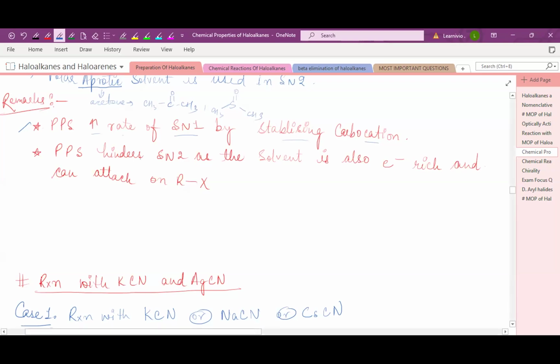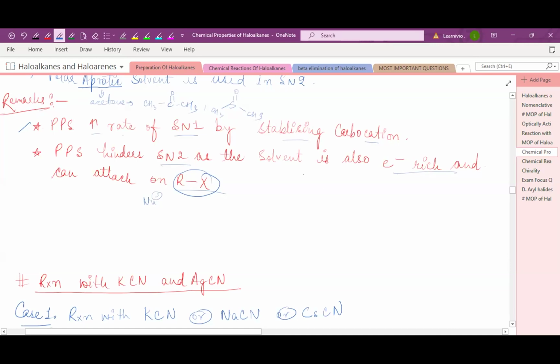Polar protic solvent hinders SN2 reaction as the solvent is also electron rich and it can attack on ions. Why does it hinder? Because the solvent is protic and polar. So the solvent is electron rich. In the SN2 mechanism, this RX, it's a one step mechanism, right? So there will be no formation of carbocation. The reaction happens in the first step itself, and the nucleophile will come and attack this R group, the alkyl group, which is electropositive.